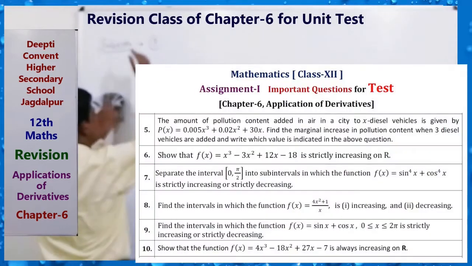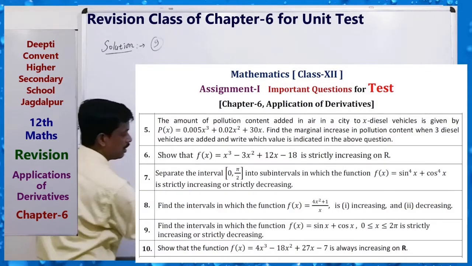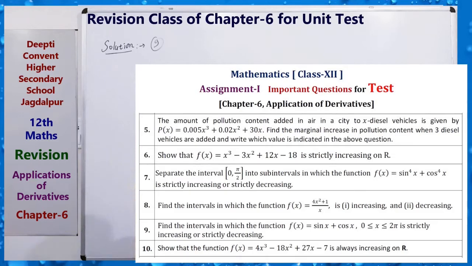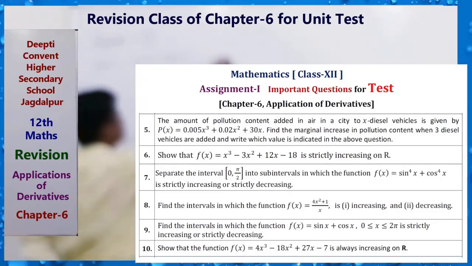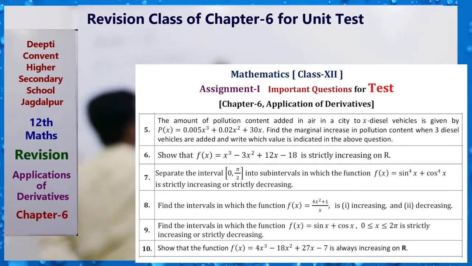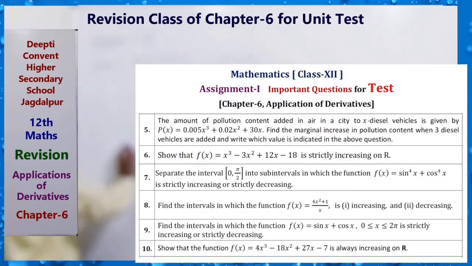Also increasing, decreasing, we know. We have to find the interval, so find the derivative. Can we put it equal to 0? The given function is sin x plus cos x. The interval is 0 to 2 pi. This is our interval.